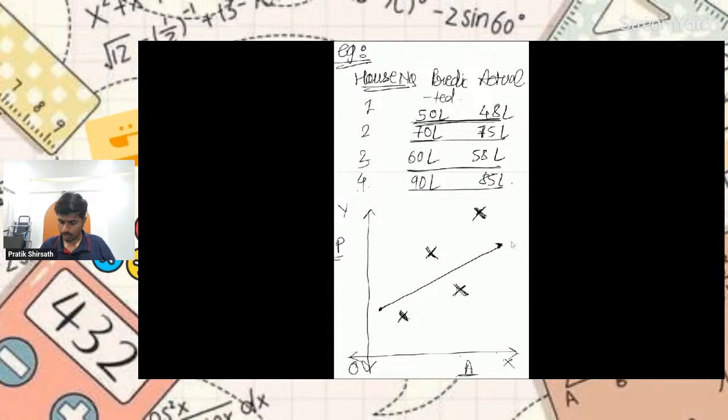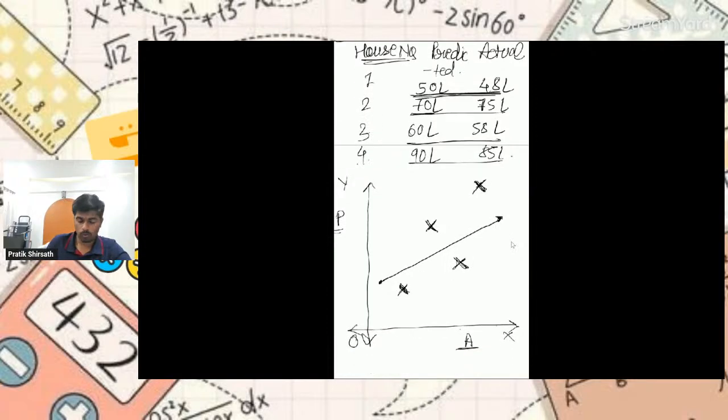What we have to understand is that these are the points that were expected to be on this part but they are on this part. Now when we are calculating a mean absolute error, what do we calculate? We calculate the distance, how much error there is between the actual price and the predicted price.